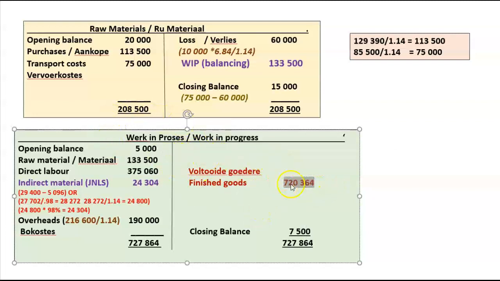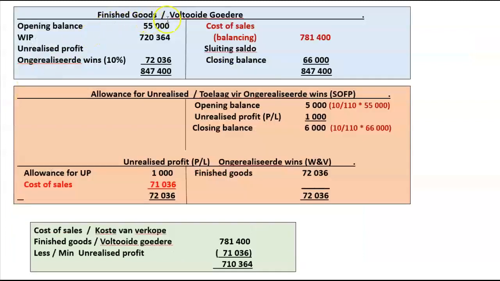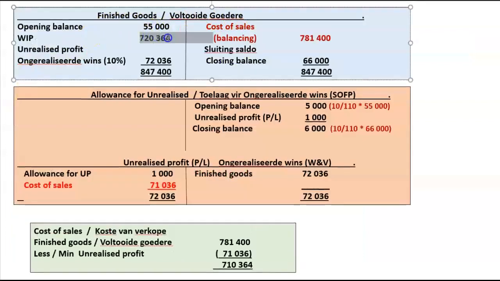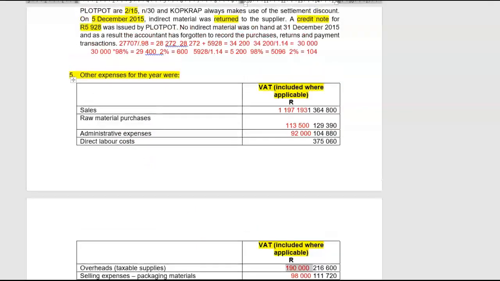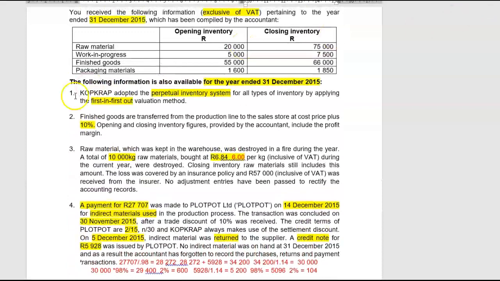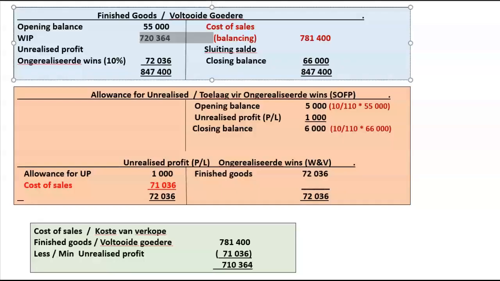So we credit work in progress and we're going to debit our finished goods account 720,364. We add a 10% unrealized profit to the cost of goods manufactured when we transferred that from the production area to the sales area. So let's do that entry. 10% of 720,364 equals 72,036.